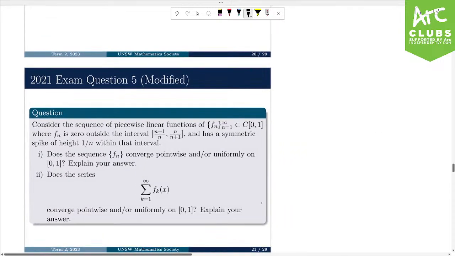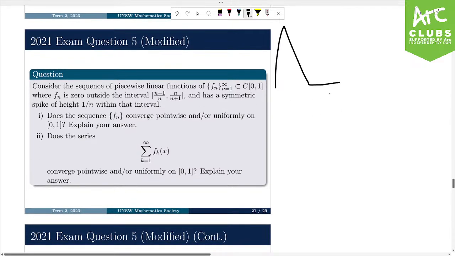So if we plot them, when n is 1, we have a spike of height 1 between 0 and half. Okay. When n is 2, this is between half and 2/3. So it's something like that. And the height is half, and so on. So the next spike starts when the previous one ends, and it gets smaller every time, and so on.